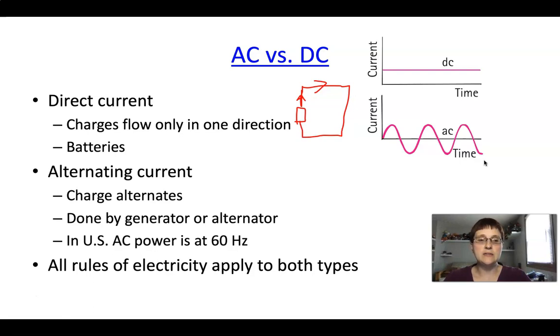that number is different. That's why when you go to other countries, you need to have different converters. It's not just because of the shape of the plug, but because they have different frequencies for their AC current. And our appliances aren't made to handle that. And so you need a converter to convert the AC current to our 60 hertz current in order for your appliance to be able to handle it. All of the electricity rules that you're going to see in future videos apply to both types of current, whether it's AC or DC current.